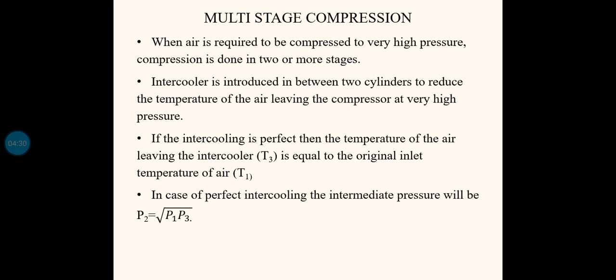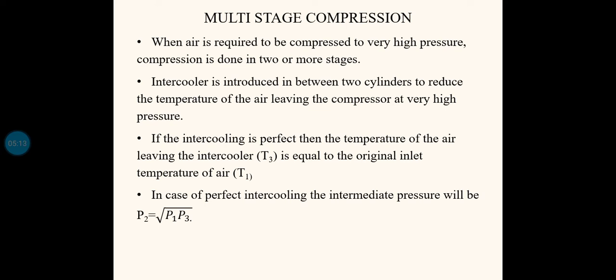So if we are able to reduce that temperature to the initial value of the temperature entering the first cylinder, that is the T1 value, from T2 to T1 by the heat exchanging process within the heat exchanger, then that type of cooling is known as perfect intercooling. Usually perfect intercooling is very difficult, but this is an ideal or assumed situation. Perfect intercooling means the temperature of the air leaving the intercooler will be the same as the air entering the previous stage.